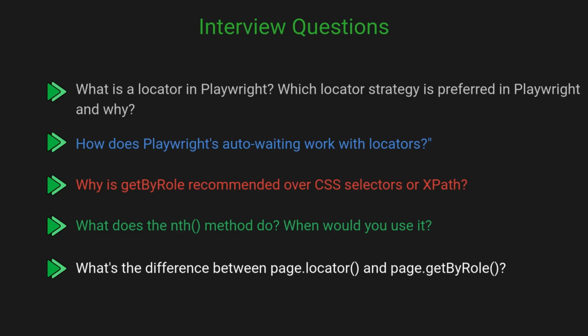And why does this matter? Because structure changes often. A developer may change classes, divs, structure, or styling, but the role of a button usually remains a button. That's why getByRole is more stable and recommended whenever possible.